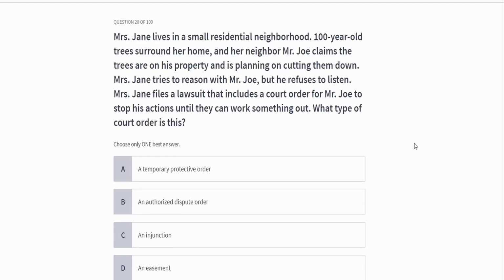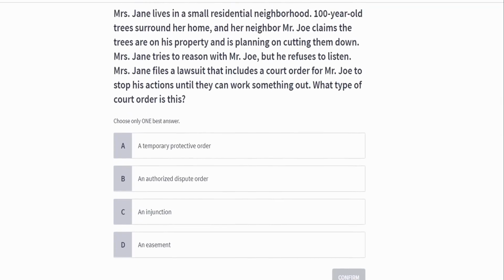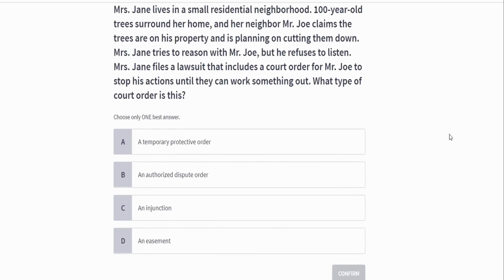Wow. So this is a big question. Let's unpack that. Let me read the answers, and then we'll unpack that after. So there's 4 potential answers. Is it A, a temporary protective order, B, an authorized dispute order, C, an injunction, or D, an easement? So let me scoot that up just a little bit more so you can read it all and come up with your answer. So here's some time for you guys. Come up with your answer, and then we will unpack this very shortly.